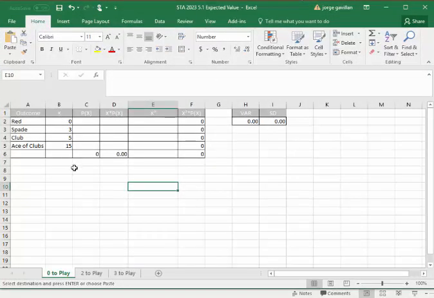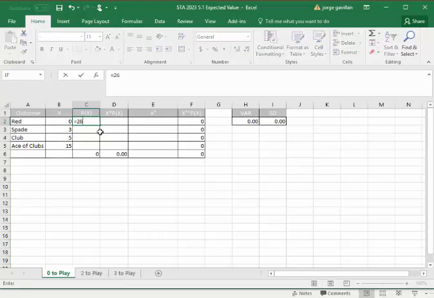So here's the information that we got. You get a red card, you win nothing. Spade, you win $3. The club, you win 5, and the ace of clubs, you win 15. So the probability of getting a red card, there are 4 suits, so the probability of getting a red card would be 1/2. So that would be 26 divided by 52.